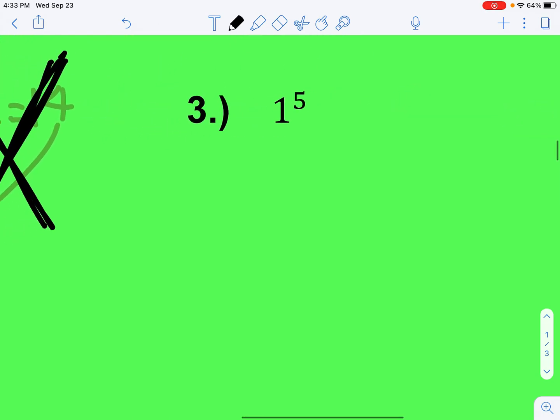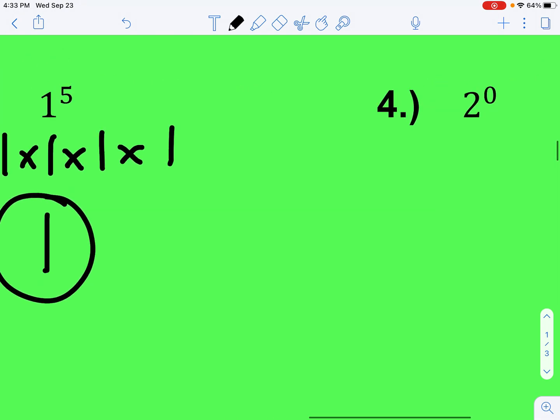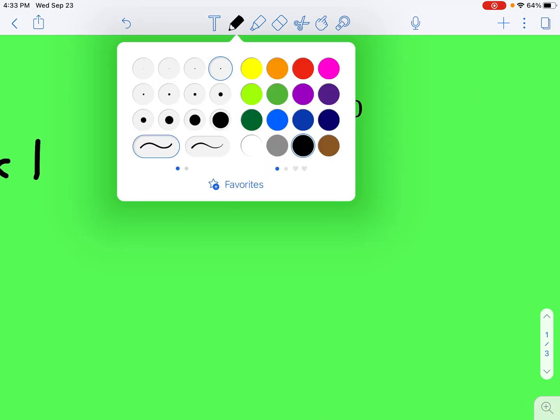Alright, 1 to the 5th. That is like saying 1 times 1 times 1 times 1 times 1. And we all know 1 times 1 is 1, times 1 is 1, times 1 is 1. So our answer is simply 1. And our last one, 2 to the 0 power.